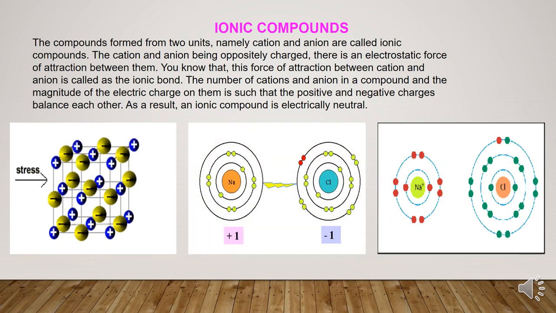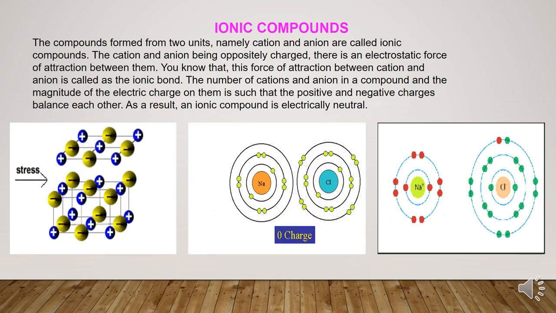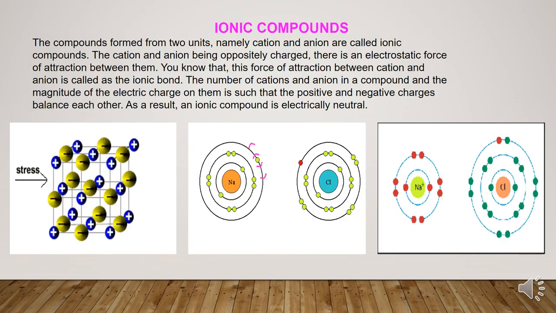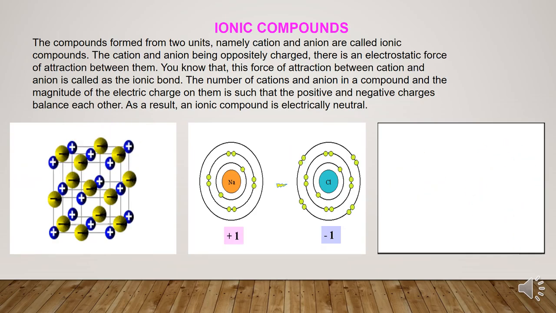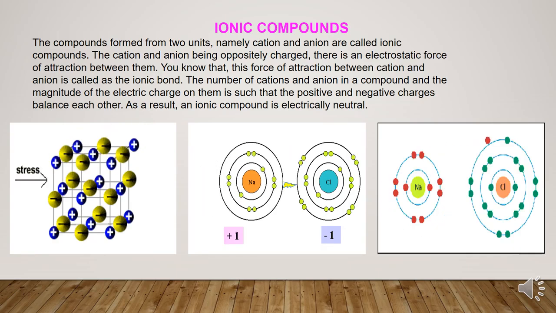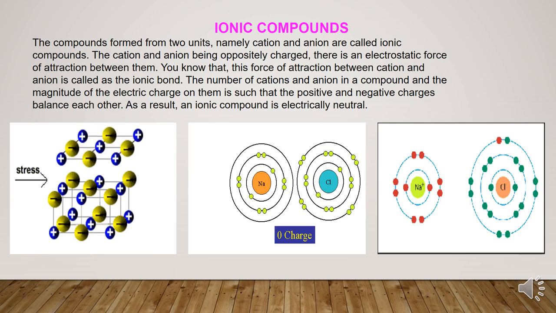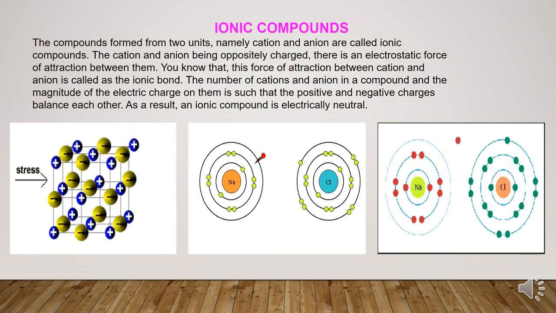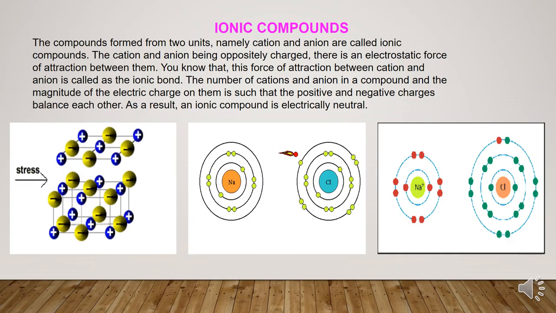So here you can see chlorine and sodium. These elements, when they complete their octet by giving or taking electrons, form a bond between each other, and that is nothing but an ionic bond, and the compound which is formed is called an ionic compound.